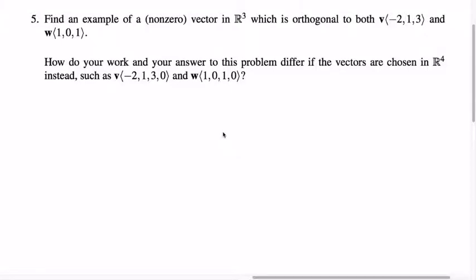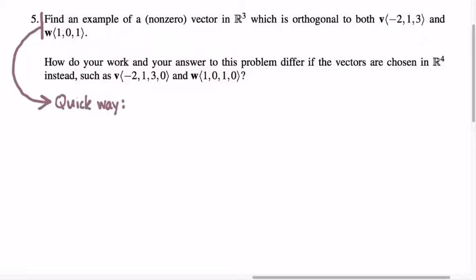Question 5 asks you to find an example of a non-zero vector in 3-space which is orthogonal to a given pair of vectors v and w. Here those vectors are (-2, 1, 3) and (1, 0, 1). Well, from vector calculus, we know that there's a quick way to do this because we're in 3-dimensional space.